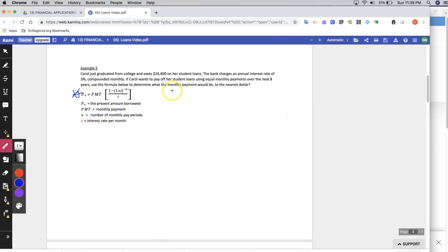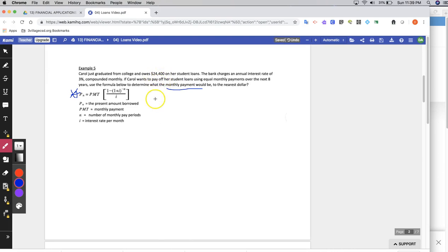So if we want to determine what the monthly payments would have to be, given the other information in the problem, we would just have to fill in the appropriate information into the formula and then use that formula to solve. So let's try to piece together what everything should be here. First, P sub n, again, is the amount borrowed, which in this problem is $24,400.